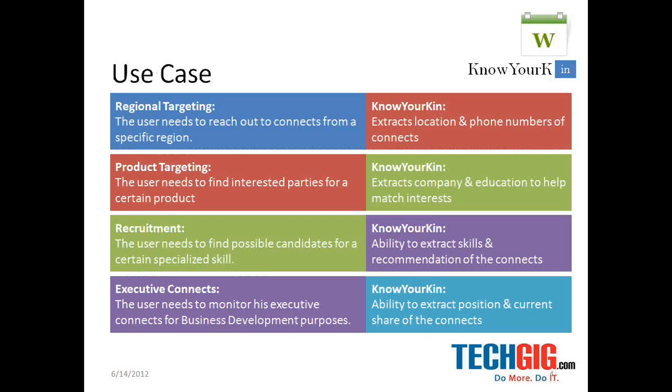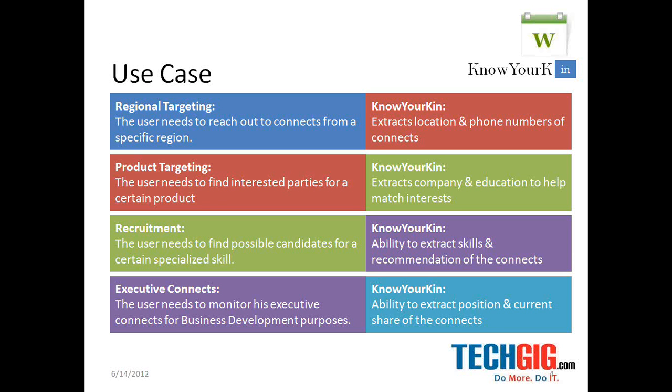We can see the different use cases of Know Your Kin. So basically, we have a regional targeting. If the user needs to reach out to connects from a specific region, for example, you can extract the location and the phone number of different connects. So the product targeting is also one of the use cases of Know Your Kin.